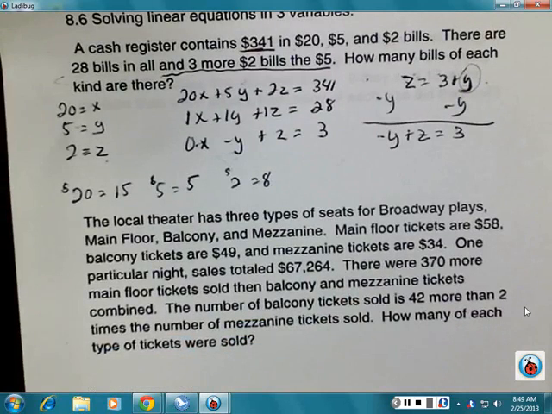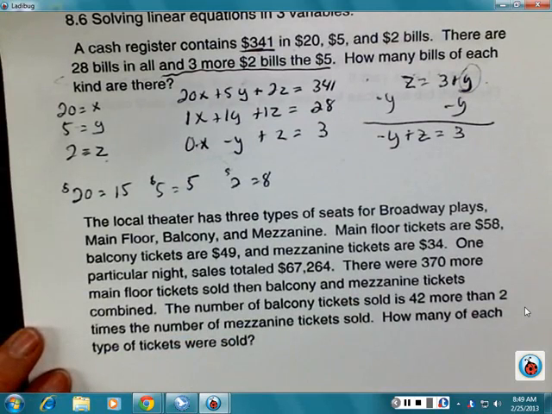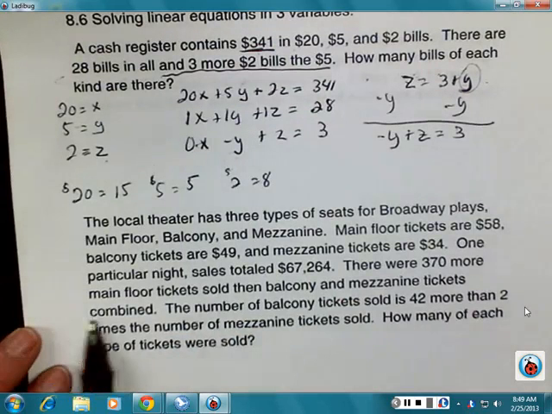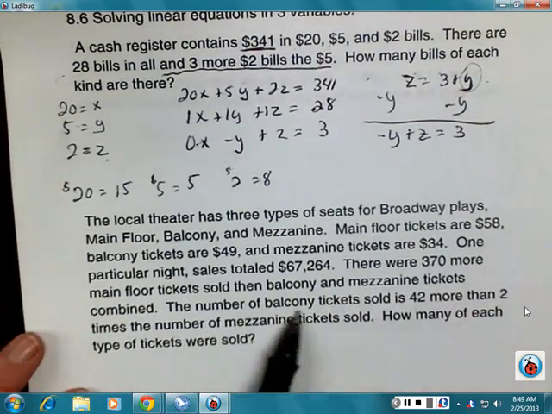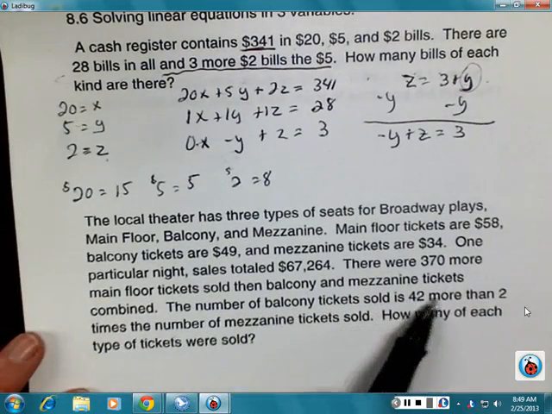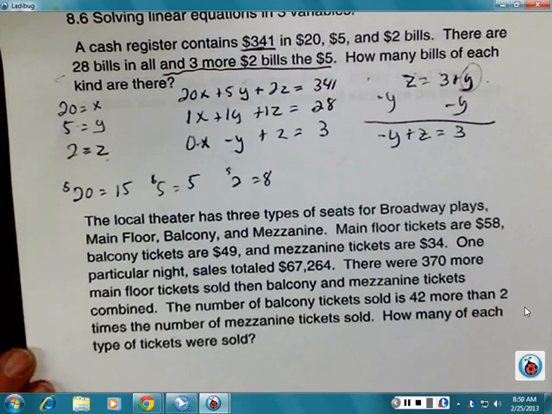A local theater has 3 types of seats for Broadway plays. You have the main floor, the balcony, and the mezzanine. The main floor tickets are $58, balcony tickets are $49, and the mezzanine tickets are $34. One particular night, sales totaled $67,264. There were 370 more main floor tickets sold than balcony and mezzanine tickets combined. So we're going to read through it first. The number of balcony tickets sold is 42 more than 2 times the number of mezzanine tickets sold. How many of each type of ticket were sold?